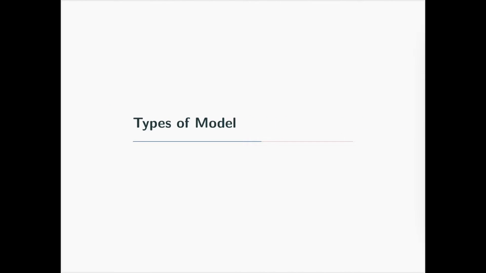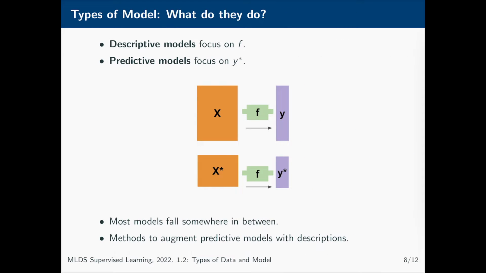So moving on now, we'll think not so much about data, but about different types of model and how we can discuss those. One way of classifying models is based on what they do. Descriptive models focus mainly on the function f itself and try and describe that, whereas predictive modelling focuses mainly on the outcomes, y star. In reality, most models fall somewhere between these two types, where we're actually interested not purely in f or purely in y star, but in some combination between the two.